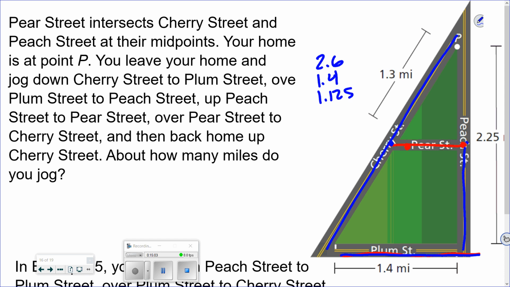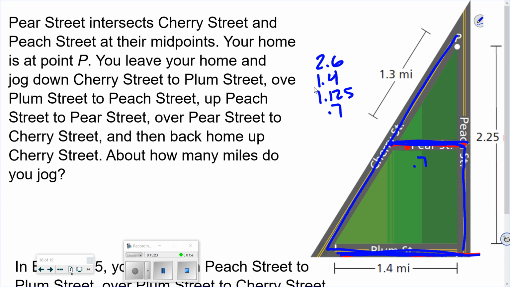Okay, so now we've gone there. So we've gone up to here. Now it says over Pear Street to Cherry Street, so that distance right there. That distance is not given to us, but we know it goes with this third side. This third side is 1.4. If I divide that by 2, it's 0.7. So that distance is 0.7.